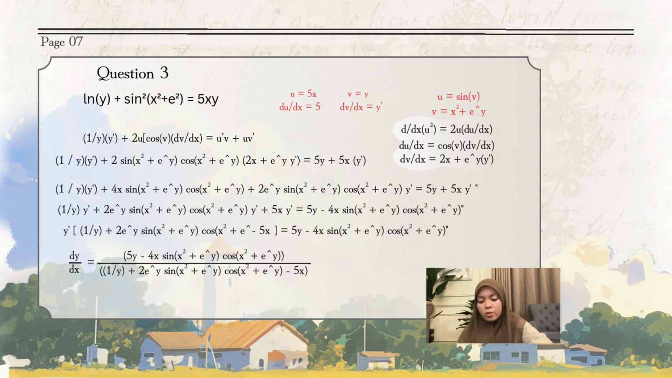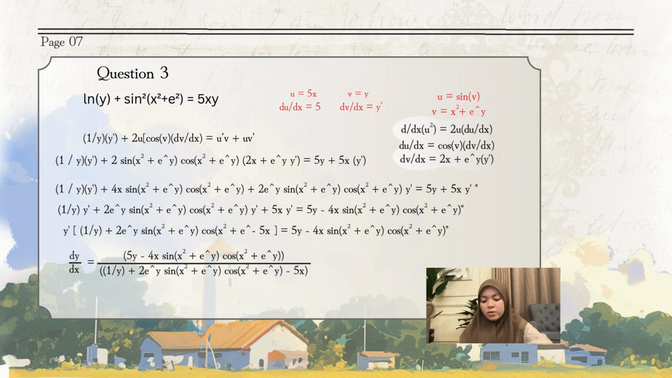Now I gather all the y prime terms together, or dy over dx together, which becomes 1 over y prime plus 2e to the power of y sin bracket x squared plus e to the power of y cos bracket x squared plus e to the power of y prime minus 5xy prime equal to 5y minus 4x sin bracket x squared plus e to the power of y cos x squared plus e to the power of y.